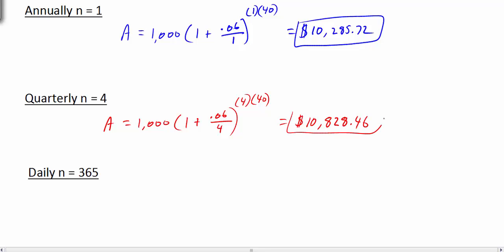So here we can kind of compare the difference. You can tell that we're going to gain a little bit more money from compounding it 4 times a year because we're calculating that interest more times.